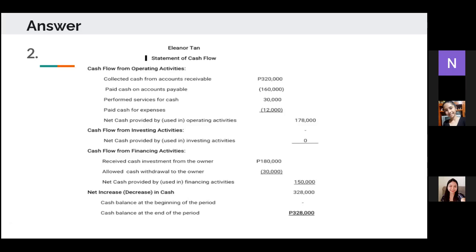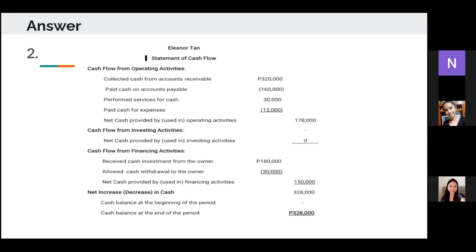So, in cash flow from financing activities, we received cash investment from the owner amounted to 180,000. Allowed cash withdrawal to the owner, which is negative 30,000. Kasi, di ba, from the word withdrawal, nilabas, parang outflow siya. So, the total net cash provided by or used in financing activities is 150,000. So, dito, provided by kasi siya positive. Same siya dun sa may operating activities.